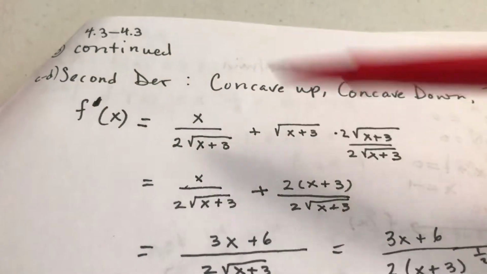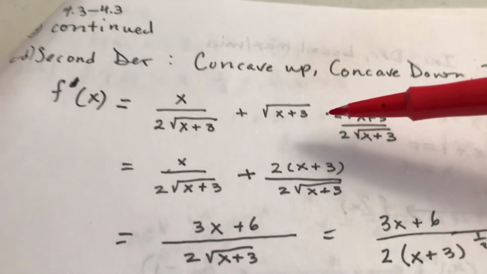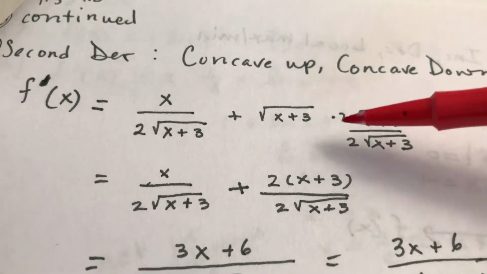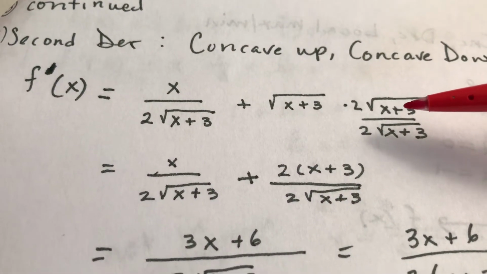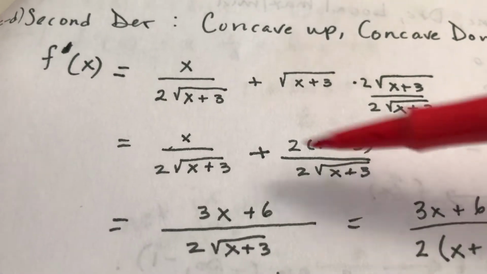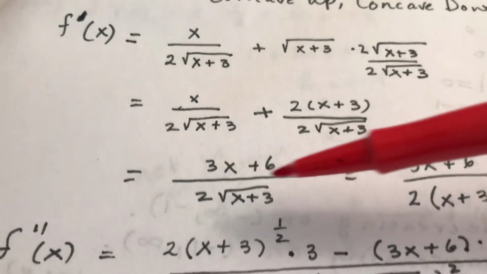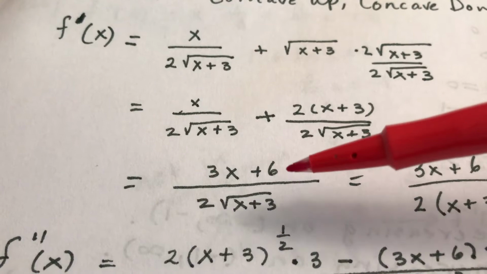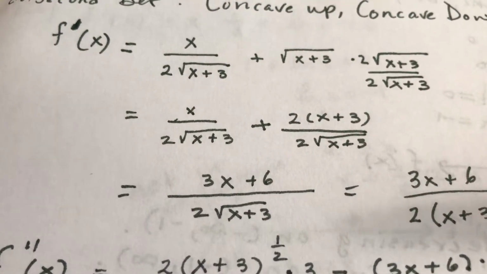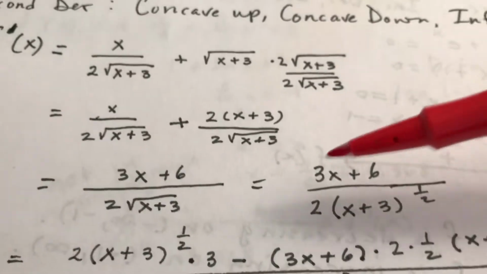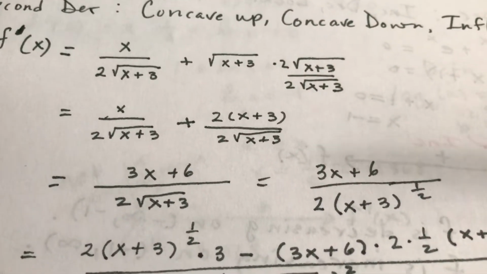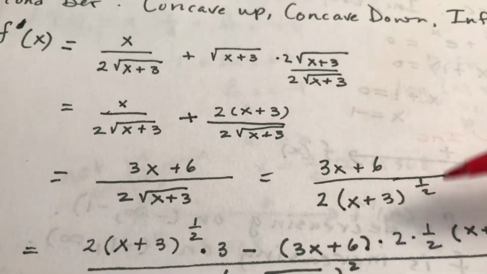So now I'm taking f prime of x, and I decided to write that with a common denominator here. So I multiplied by the denominator top and bottom. That's just multiplying by 1. So I get, this is a fraction, and then I can add those two, and I get 3x plus 6 in the numerator and 2 square root of x plus 3, which is 3x plus 6 over 2 parentheses x plus 3 to the 1/2.